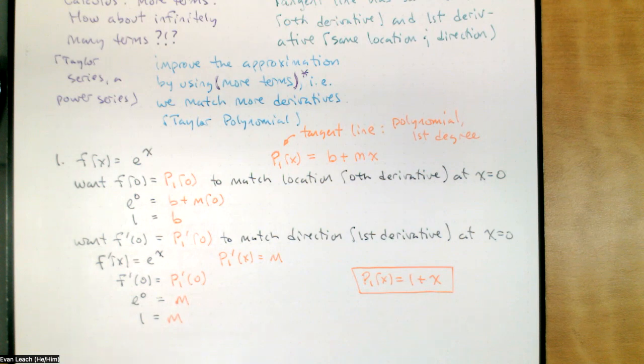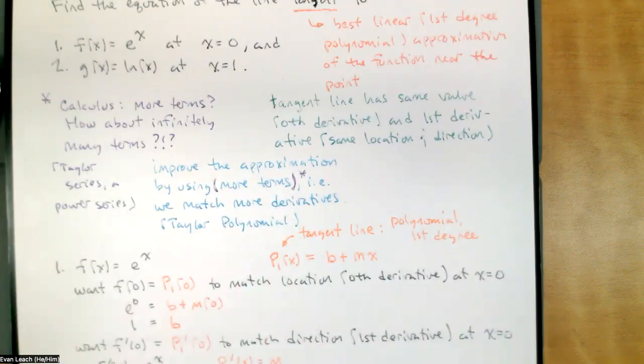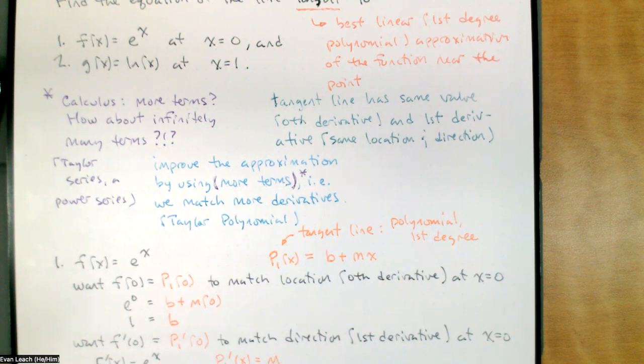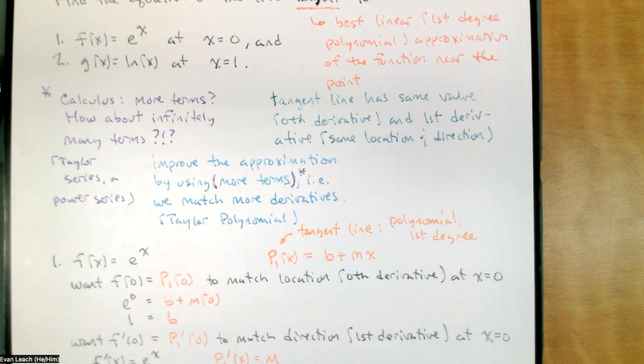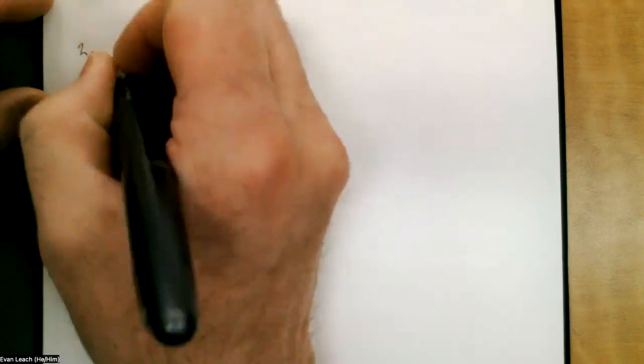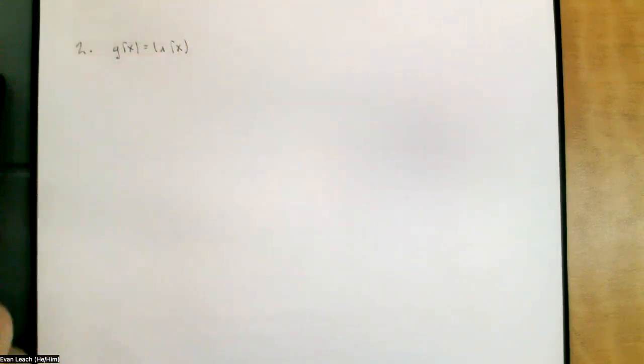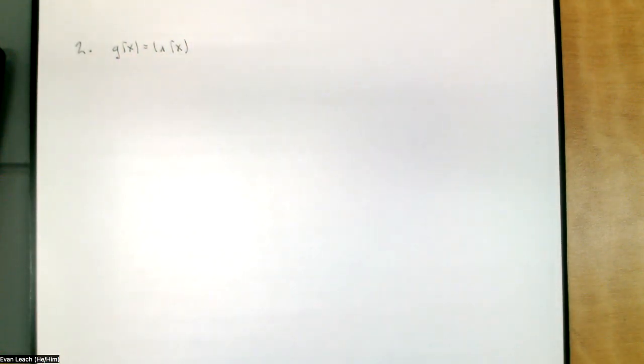Now we're changing things up. The next problem asks the same thing, but a different function at a different point. Now I want the equation of the line tangent to the function natural log of x at x equals 1. I couldn't do 0 again, because natural log of x is undefined at 0. So now our function g of x is the natural log of x. And I still want the equation of the line tangent to this function at x equals 1.